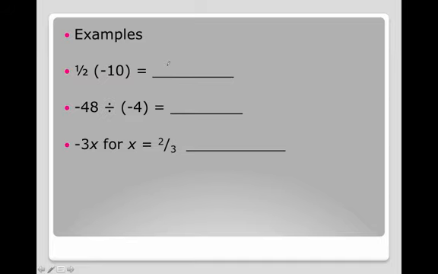Okay, 1/2 times a negative 10 is negative 5. Negative 48 divided by negative 4 is 12. And negative 3x, if x equals 2/3. So I am going to write this part out. Negative 3, and I'm substituting in for x 2/3. Okay, so my answer is going to be negative 2.